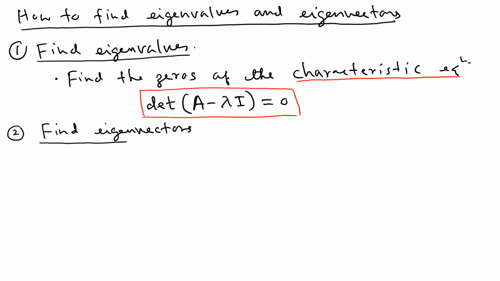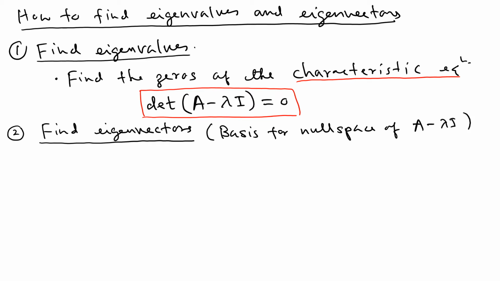So when you find eigenvectors, which takes 6 steps, we can use what we call the Gauss-Jordan elimination process. Eigenvectors are the basis for the null space of A minus lambda I. For each eigenvalue, we try to find the basis for the null space. The basis elements of the null space are the eigenvectors. So let's do that, which needs 6 steps.